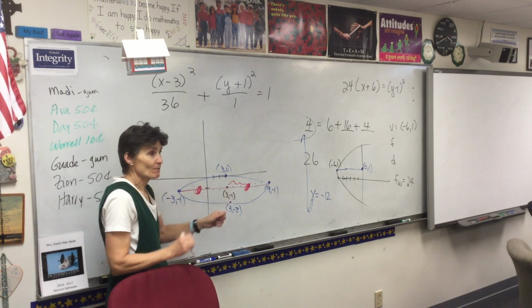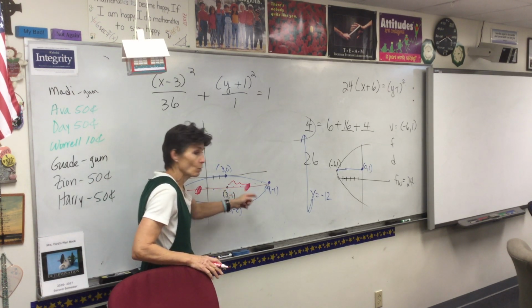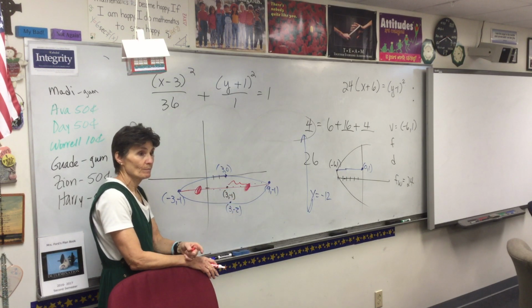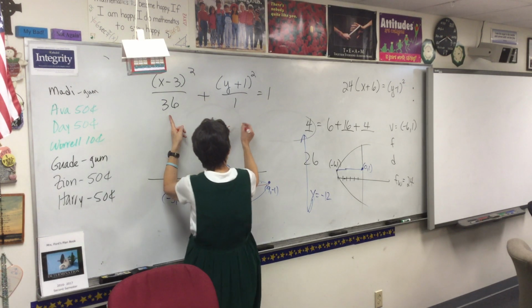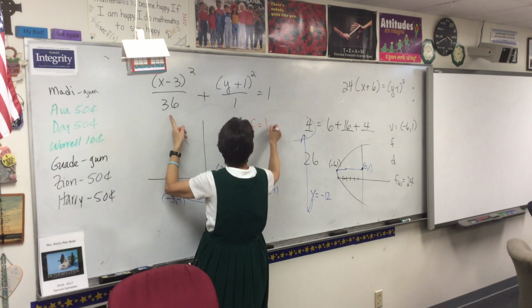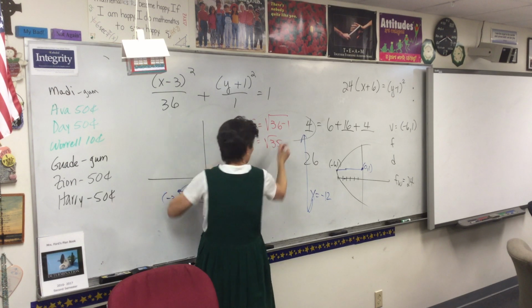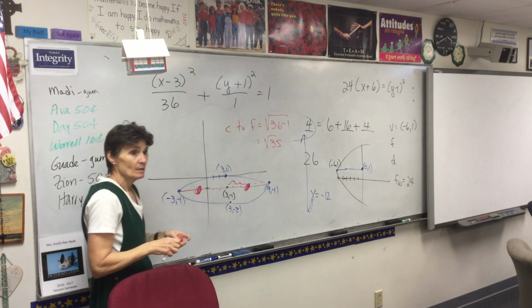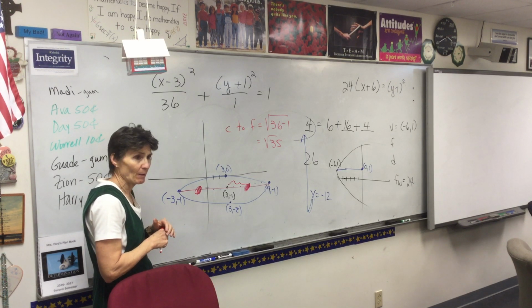That's my center. Everything counts from the center. I need to know how far forward and backward to go. Well, anybody remember how to do that? 36 minus... Exactly. It's the square root of 36 minus 1. So it's the square root of 35. Now that is not a perfect round number, and I'm not going to panic about that.